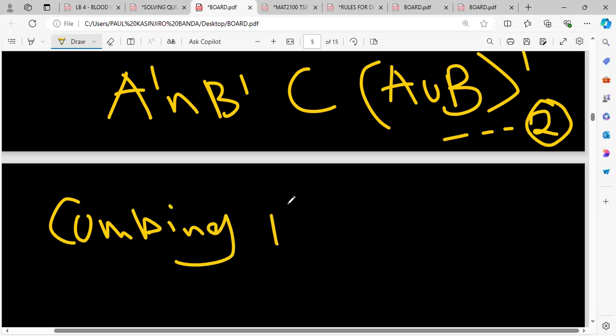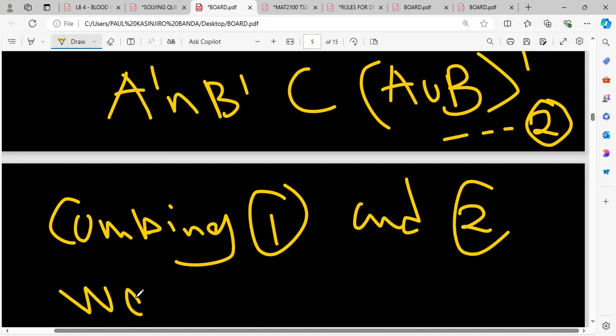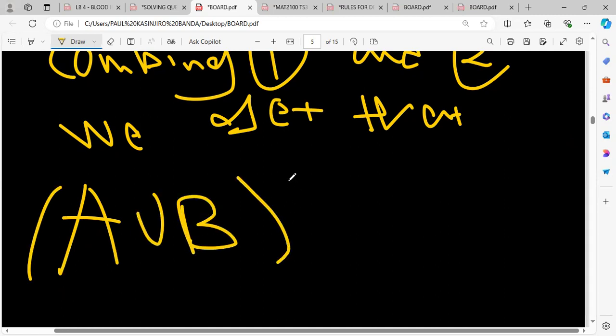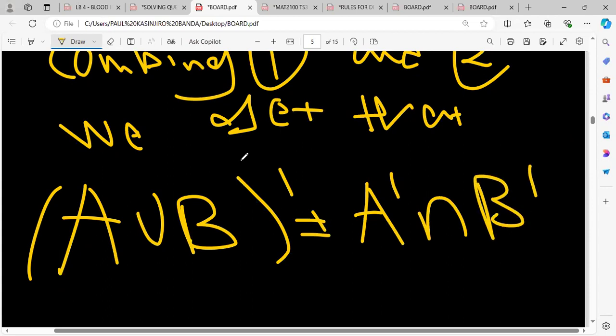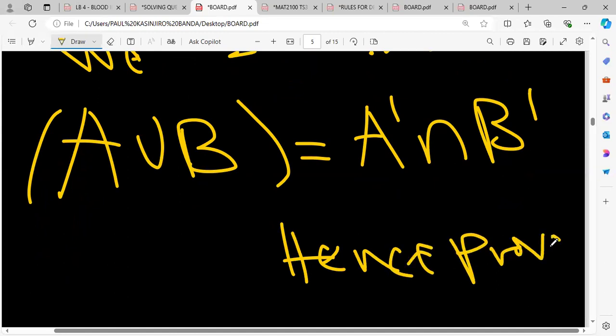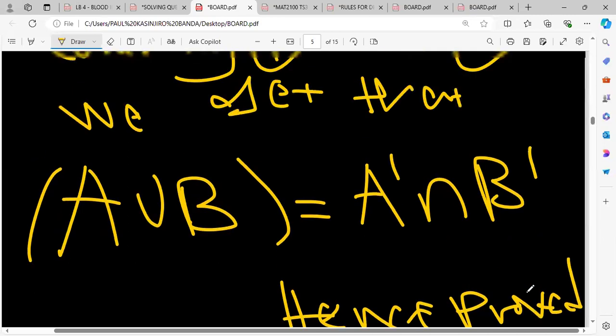Okay. So here you can say in your conclusion, combining my equation 1 and 2, we get that A union B complement is actually equal to A complement intersection B complement, like that. Then you can even write that hence proved. Yeah, it feels nice to write hence proved when you've done the correct thing. Okay, so that's how you prove.